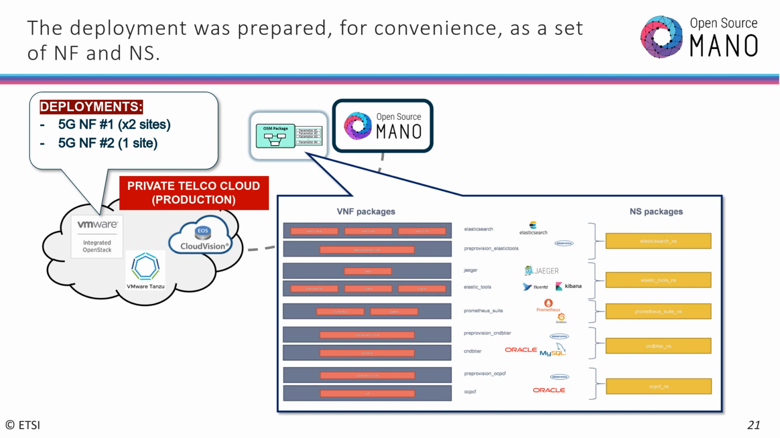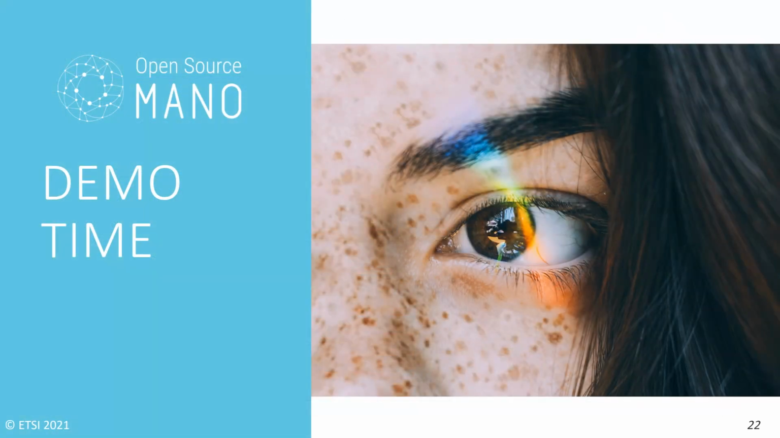The deployment was prepared for convenience as a set of network functions and network services. We created 8 different VNF packages, and we combined them in 5 network services for convenience. I will illustrate and I will onboard them and I will comment, okay? But it's just a matter of convenience in the way that they were managed, right? So for instance, there were 3 network services for the monitoring part, one for the DB tier and another network service for the PCF itself, right, the core policy, right? So I think that that's enough as an introduction. I will move right now and I will show you the demo with OSM Release 11.